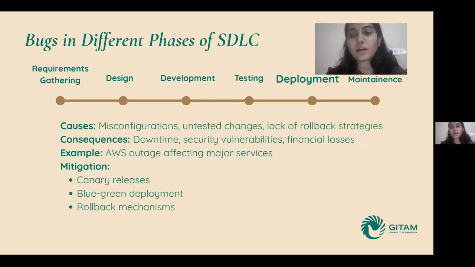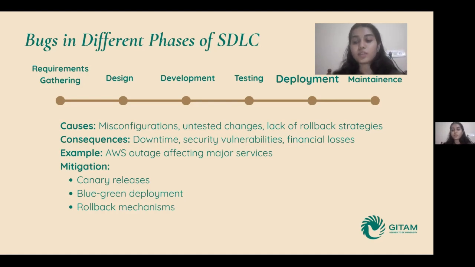Now, the bugs that can occur in deployment are misconfigurations, untested changes, and lack of rollback strategies. Going through untested changes, in the testing phase, let's say you came across a bug, you modified the code such that the bug doesn't exist anymore, but you never went back and tested it to see if it still works or not. And you still deploy it thinking that the error has been solved, it could lead to errors if it wasn't solved properly.